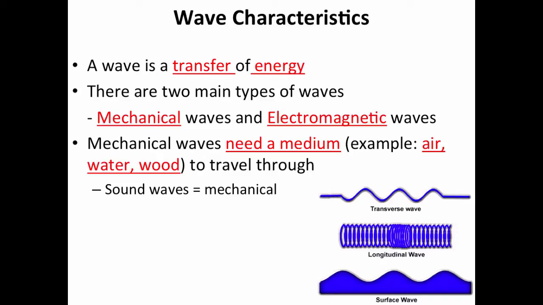Mechanical waves are waves that have to have a medium to travel through. For example, air, water, wood, something. Sound waves are mechanical, meaning that if it did not have anything to travel through, like space, for example, it would not be able to move. That is why there's absolutely no sound in space, because there's no air or gases for the particles to be able to vibrate. Electromagnetic waves, however, do not have to have a medium, so therefore they can travel through open space.